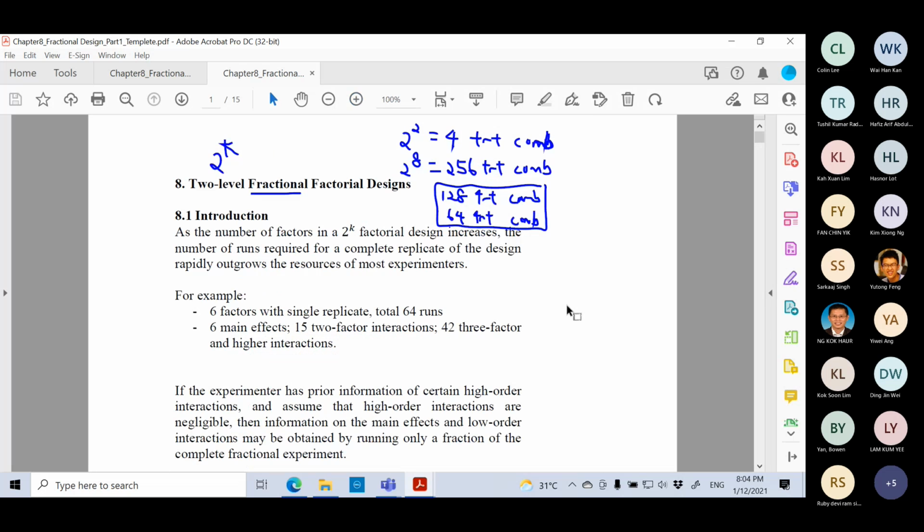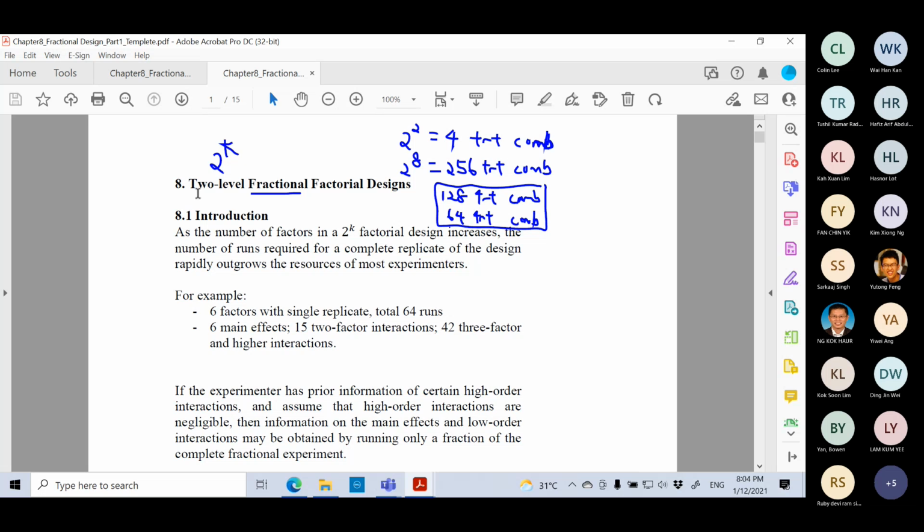Okay, so let us continue back to the fractional factorial design. As I mentioned, in the fractional factorial design we only run a fraction of the complete full factorial design. So if you have 6 factors, altogether there are 64 runs. You may only run one half of them, which is 32 runs, meaning 32 treatment combinations, or you run just a quarter of them, so you only run 16 runs, and so on.